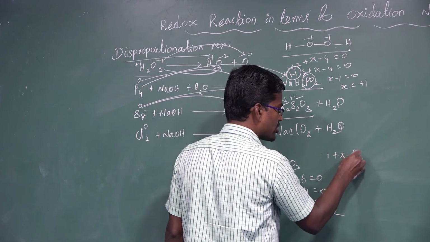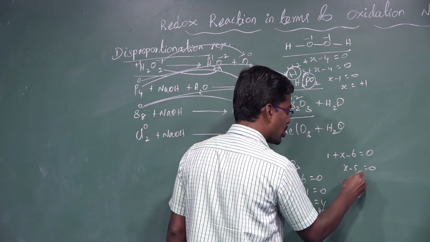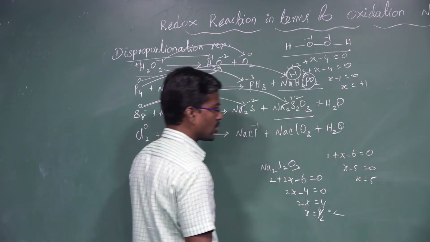3 into minus 2 equal to 0. 6 which is equal to 0. X minus 5 equal to 0. X is equal to 5.